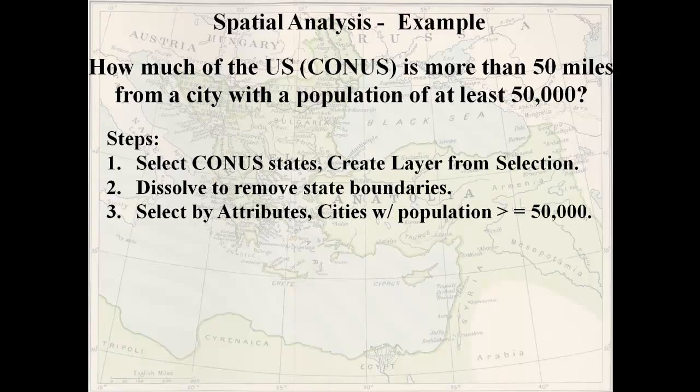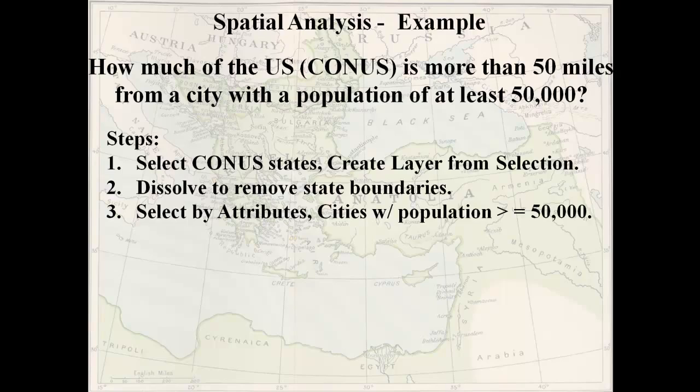So in this case we want to get everything that's more than 50 miles from a city that has 50,000 people. If we make a buffer that's 50 miles around all of those cities that we selected in step 3, then we're going to get a bunch of circles around each one of those cities that represents everything close to the cities. So if we do a buffer, that'll give us everything close to the cities. And then what we need to do is somehow take that piece of CONUS and take it out of CONUS. And so that's going to be an erase type procedure.